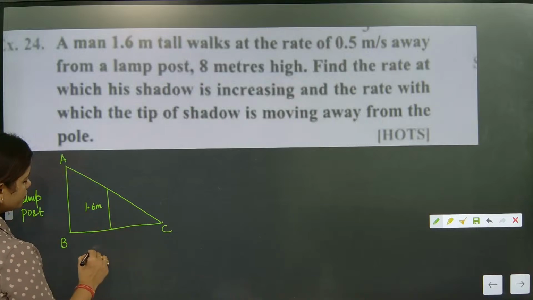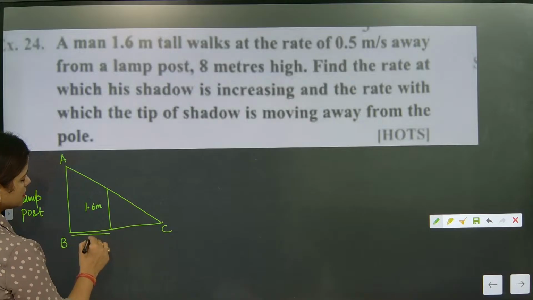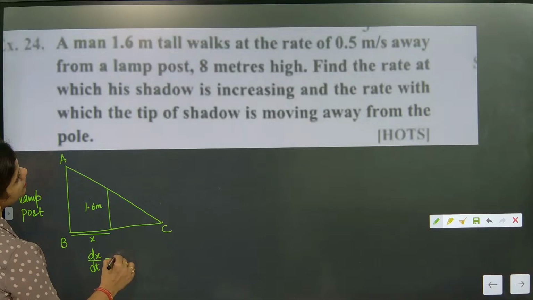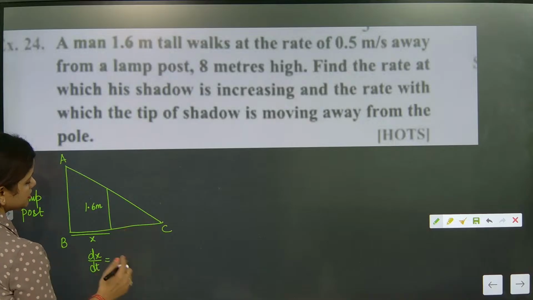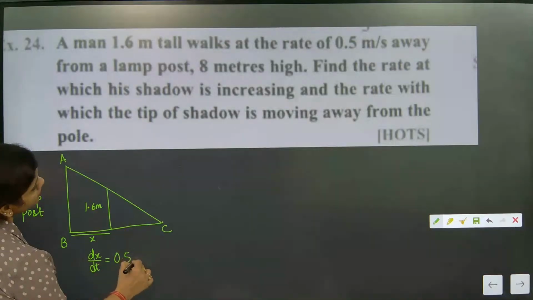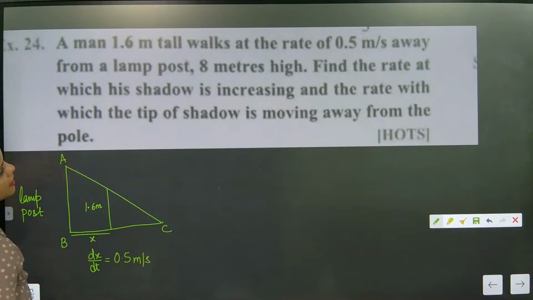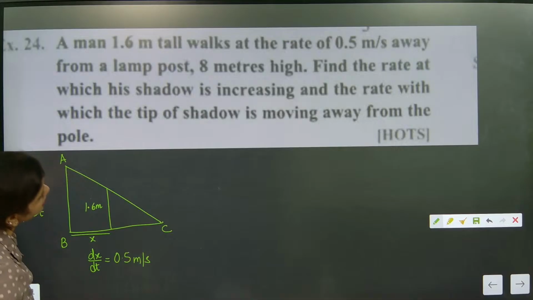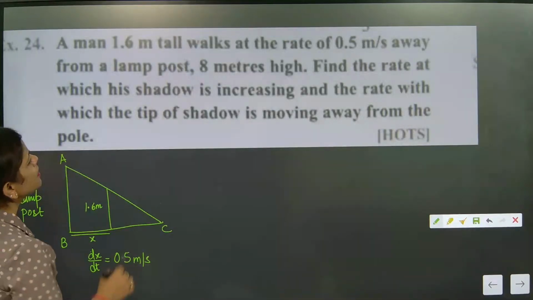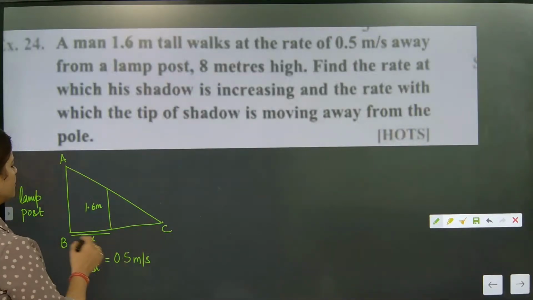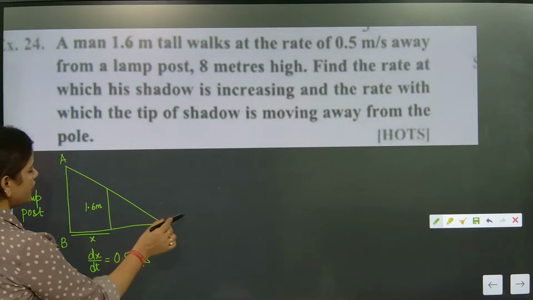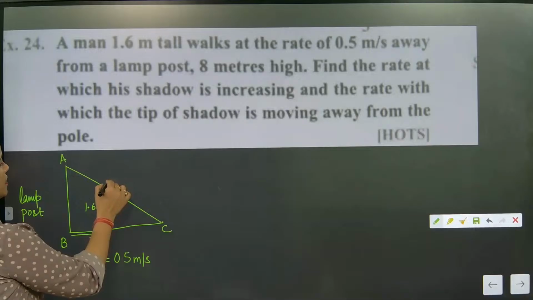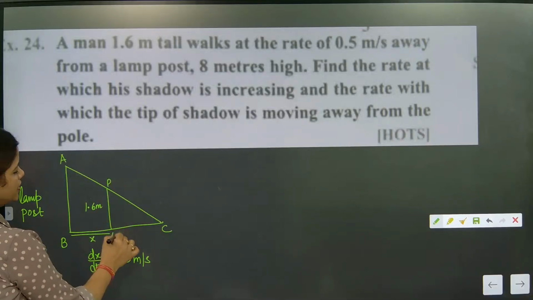So the rate of its shift, dx by dt, is equal to 0.5 meter per second. Away from the pole, its shadow is increasing at a rate, so we have to find dy by dt. So how much he is going away, the shadow is exactly increasing. So first we mark A, B, and this height given, and this will become P and Q.